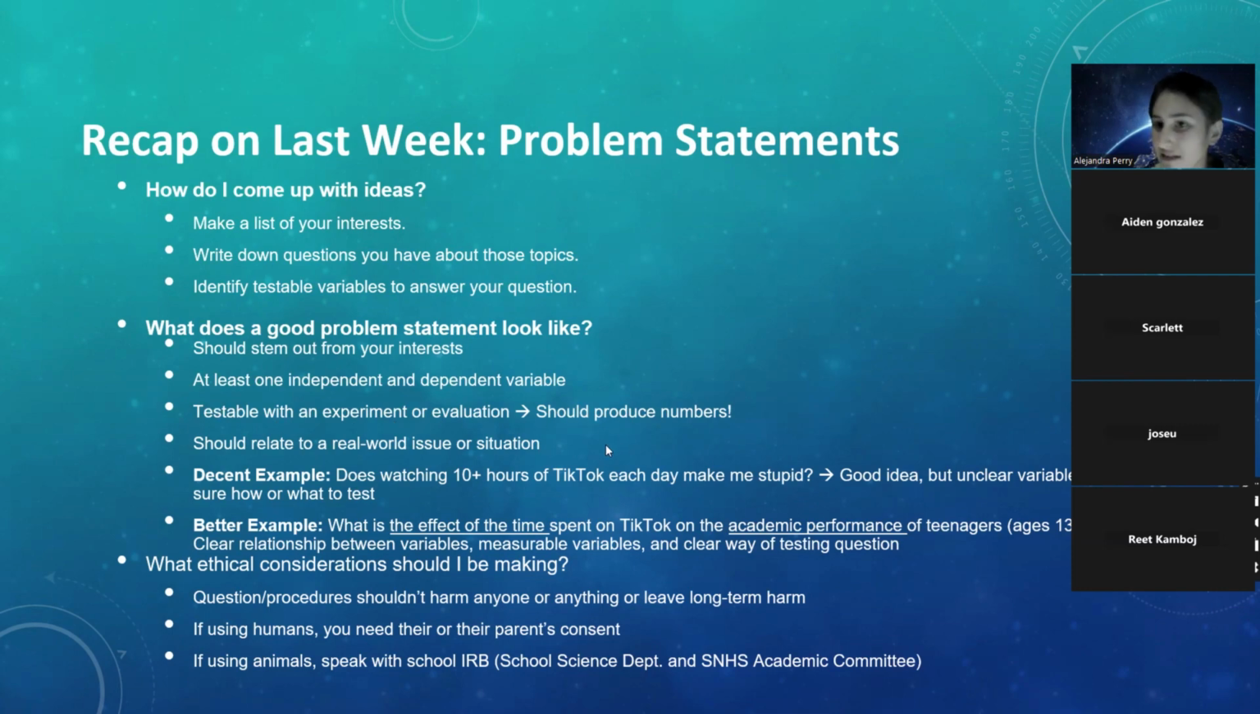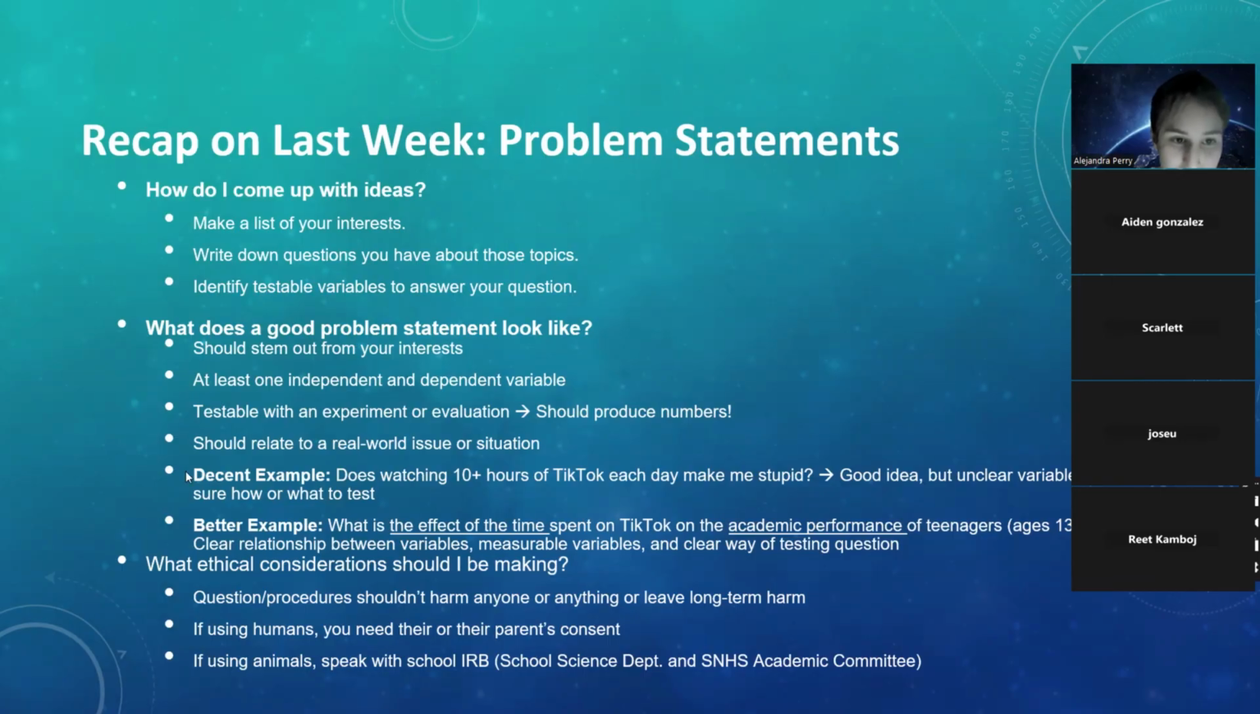So maybe counting something, measuring something, anything that has numbers, because if it's just qualitative or just things that you see but cannot measure, it's going to be really difficult to make a concrete conclusion. And the last thing, it should relate to a real world issue or a situation that happens in real life. It should present some kind of solution, or it should benefit the world in some way.